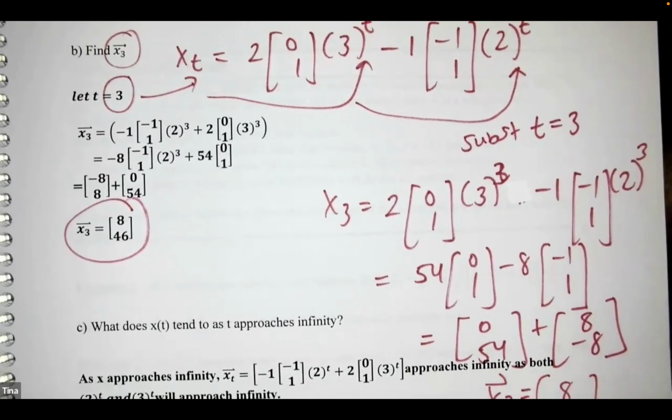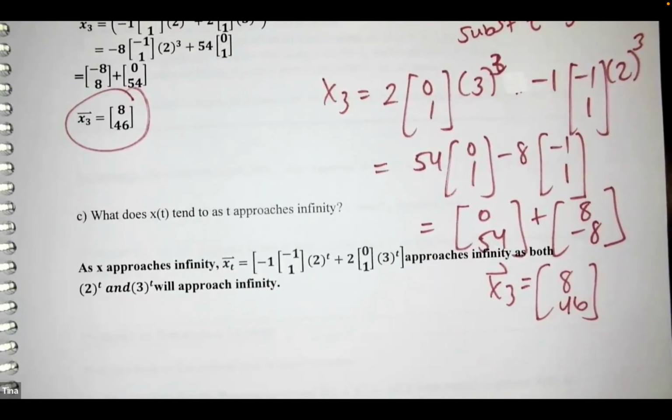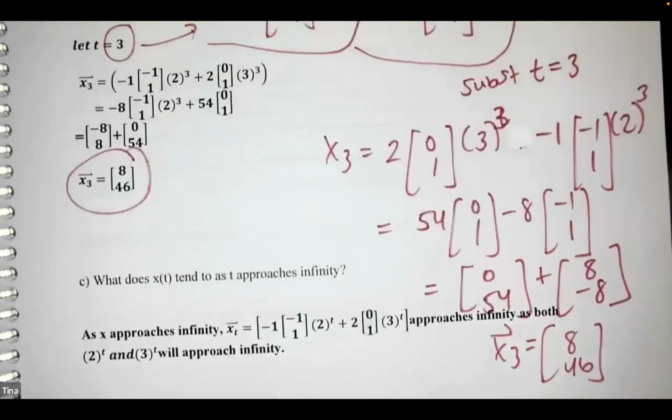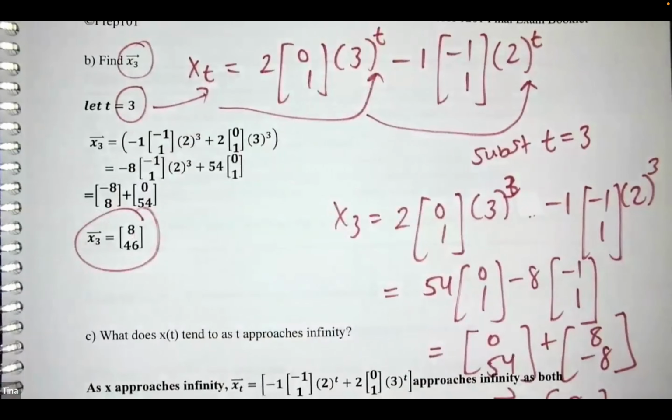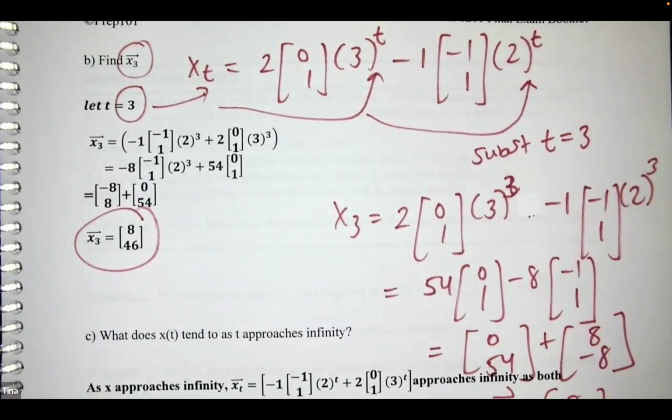Okay? If they were both fractions between 0 and 1, like a third and a half, then a third times a third times a third over and over again is going to go to 0, right? The same thing with a half.